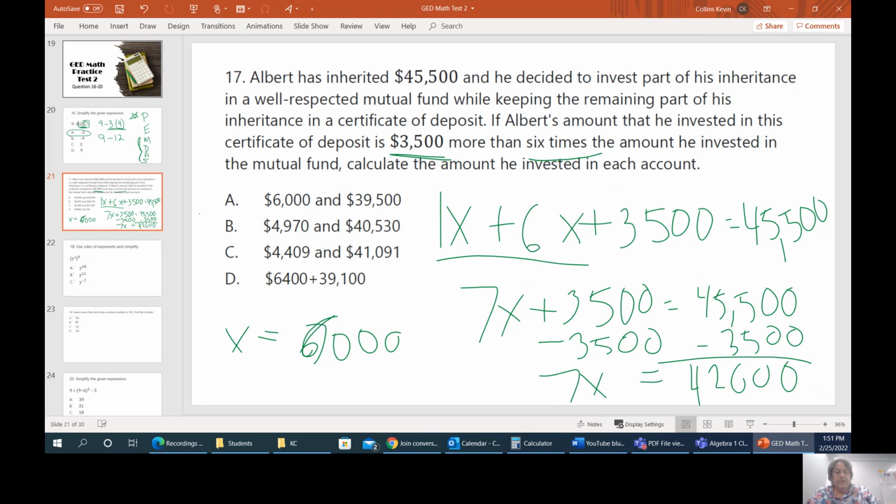So if you look at your answers, this is along with 6,000. And if you plug this back in up here, that'd be 6,000 times 6, that's 36,000. And then you're going to add the 3,500 to it, so that would be the 39,500 we have here. Okay, so that was a pretty fancy problem, not going to lie. Okay, let's go ahead and check out another one.